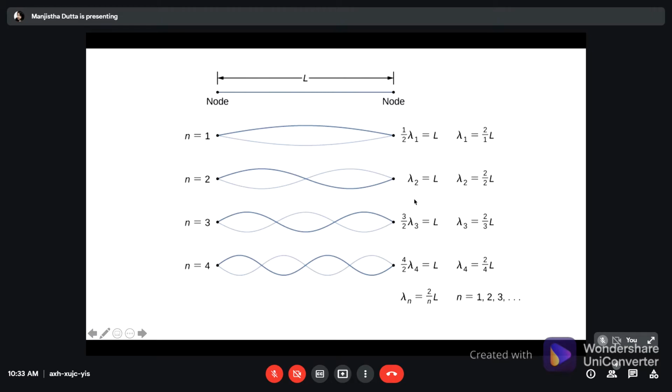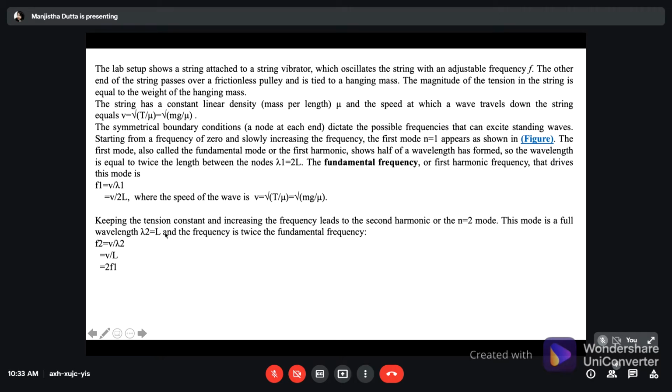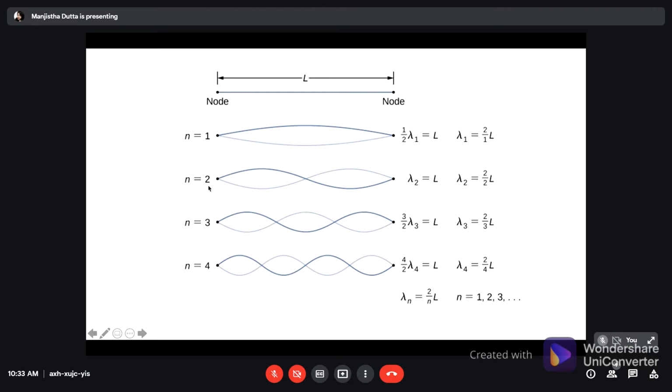If I calculate the frequency for the second mode, F2 is equal to velocity by lambda 2, velocity by wavelength, which is L. If I compare this equation with the previous one, we get that this frequency is actually twice the fundamental frequency. The fundamental frequency is v by twice L, and we get v by L, so it is twice F1. Similarly, if we go on, now we have this waveform.